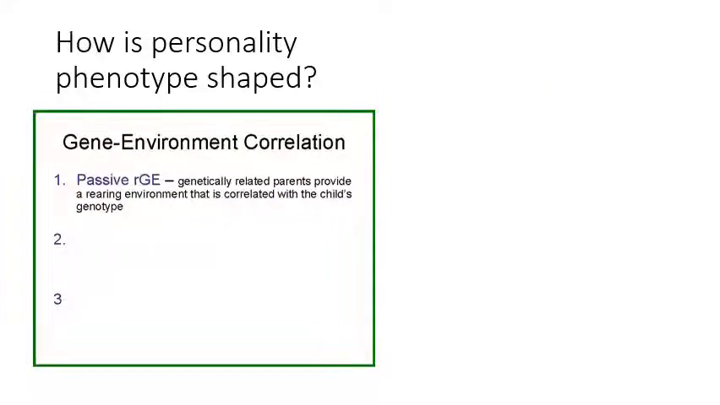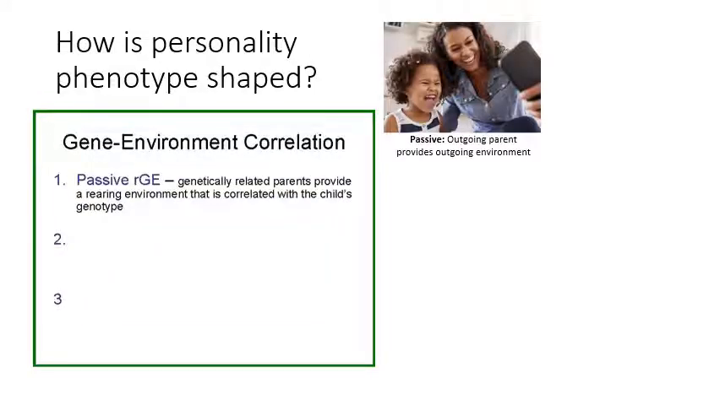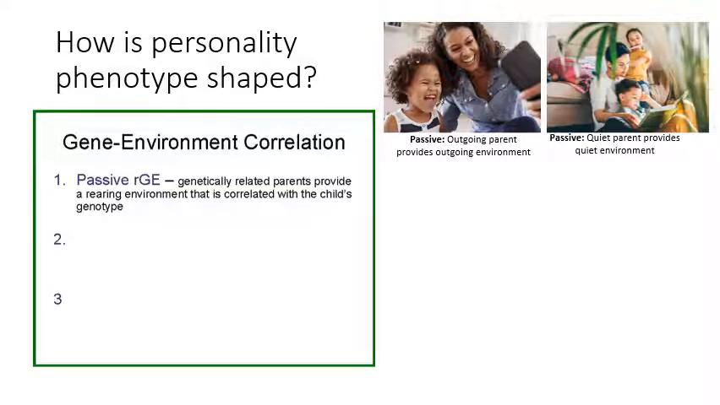One is passive. An outgoing parent, a child is born into a home, and they're getting their traits from their parent. And so if the parent has a trait of outgoingness, then the parent is just going to provide that for the child. And passive, if the parent is quiet, they're going to provide a quiet environment.